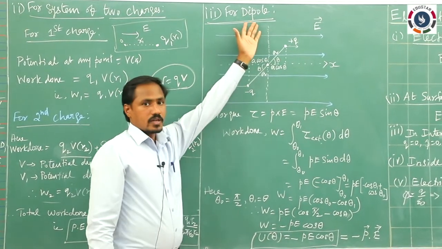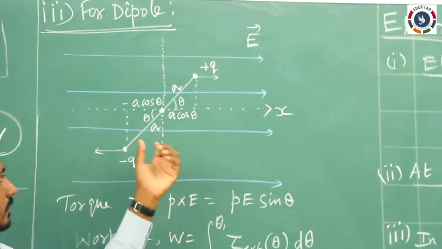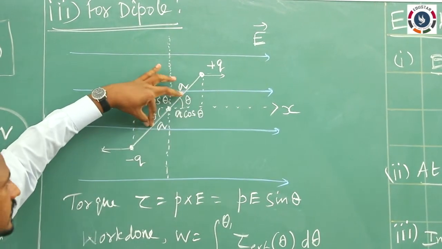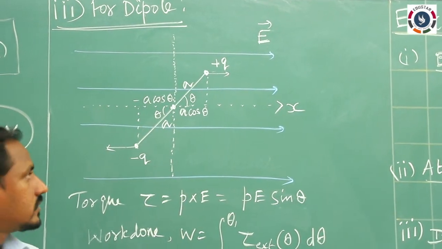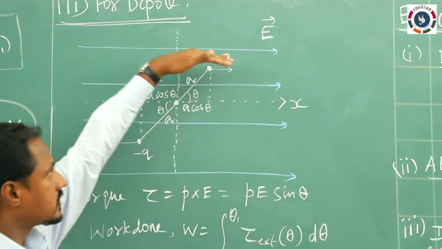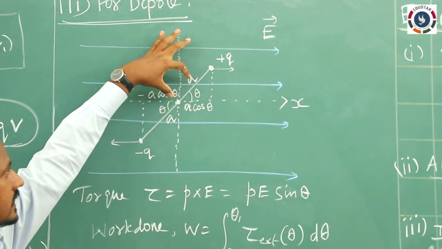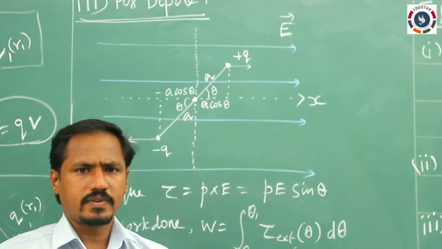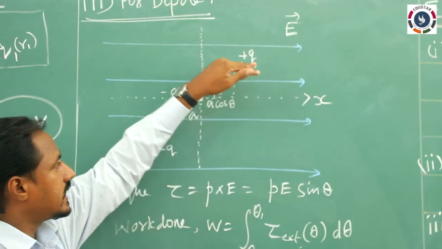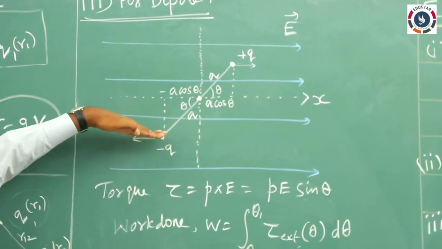The third case is the potential energy of a dipole in an external electric field. Minus q and plus q, two equal and opposite charges separated by a small distance 2a, is called a dipole. It is placed in an external electric field E, directed horizontally in the x direction. If an electric field is applied, any charged particle will experience an electrostatic force. Here the charges are equal and opposite, so the positive charge experiences a force along the positive x direction and minus q in the opposite direction.